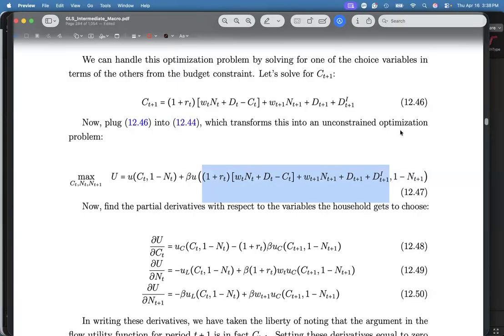You probably know what it is. So ultimately, your C_t, your N_t, and N_t+1 remain. What disappeared here, guys, is C_t+1, because you've substituted it out. So you have those three things that you're gonna take derivatives of here.